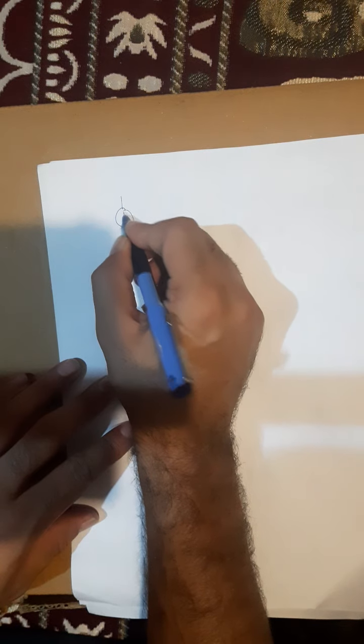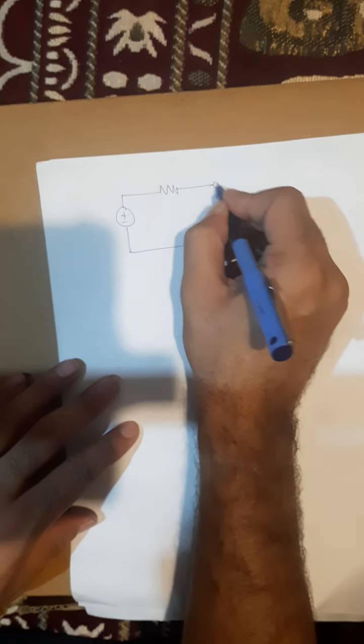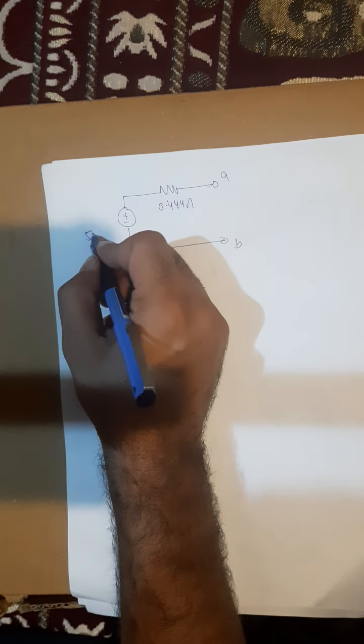Once you have calculated VTH, now draw the Thevenin equivalent circuit. The Thevenin equivalent circuit will be, this is my terminal A, this is B, this is RTH. RTH was equal to 0.444 ohm and VTH was equal to 5.333 volt. So this is the equivalent circuit. So this is how you will solve any complex circuit using Thevenin theorem.